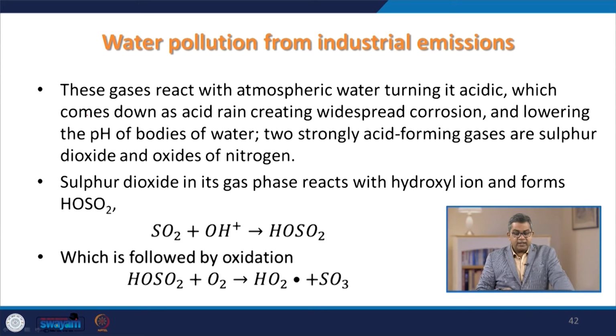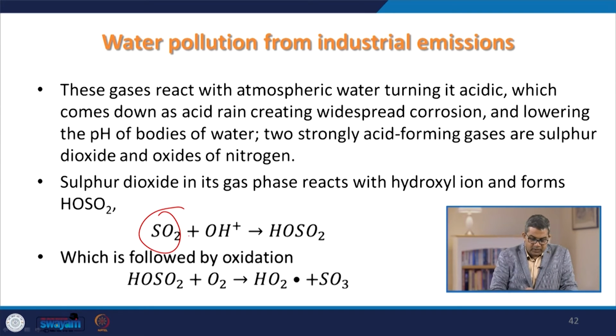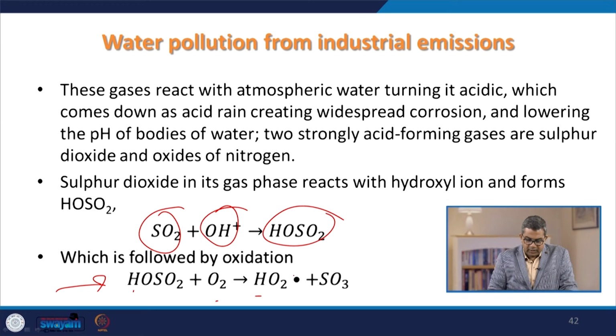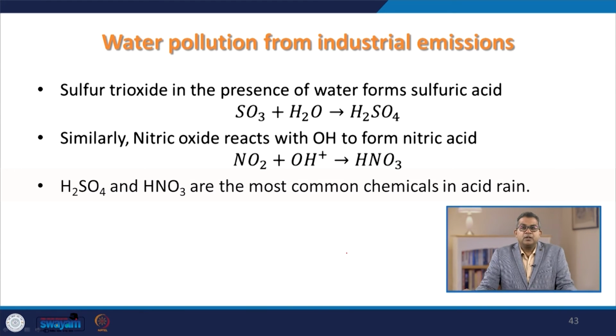Now, sulfur dioxide in the gas phase reacts with the hydroxyl radical and forms HOSO2 like this: SO2 plus OH gives HOSO2, which is followed by oxidation. So, HOSO2 plus O2 gives HO2 plus SO3. Now, sulfur trioxide in the presence of water forms sulfuric acid. So, SO3 plus H2O becomes H2SO4.